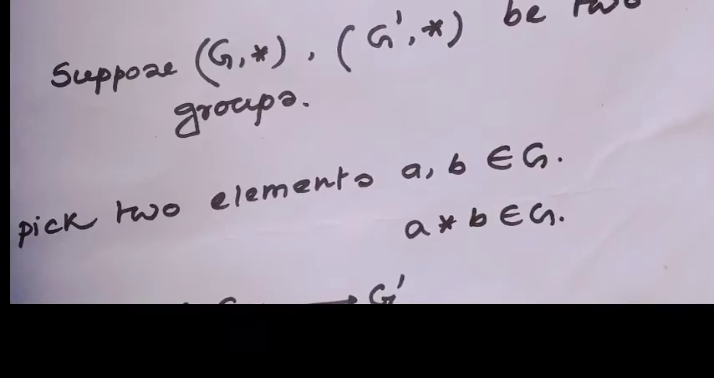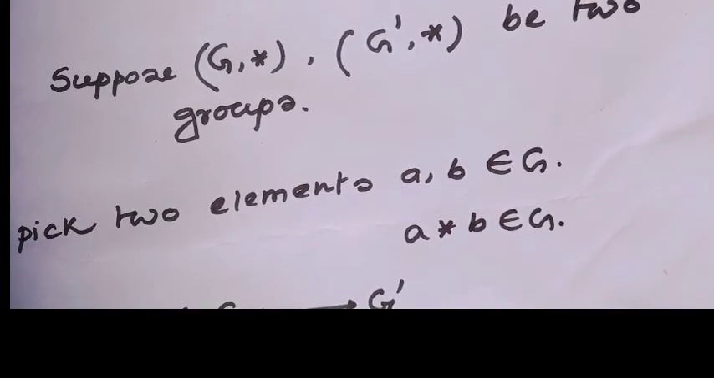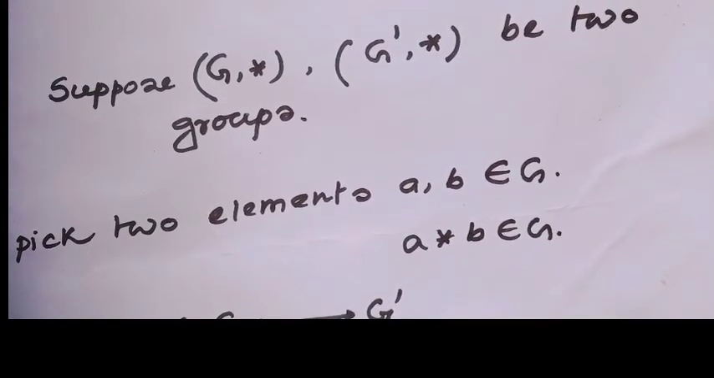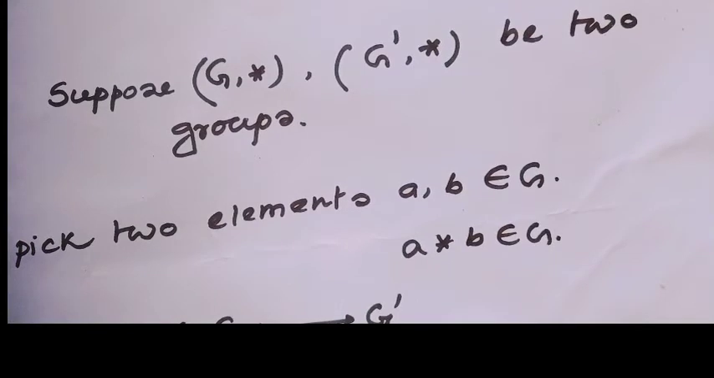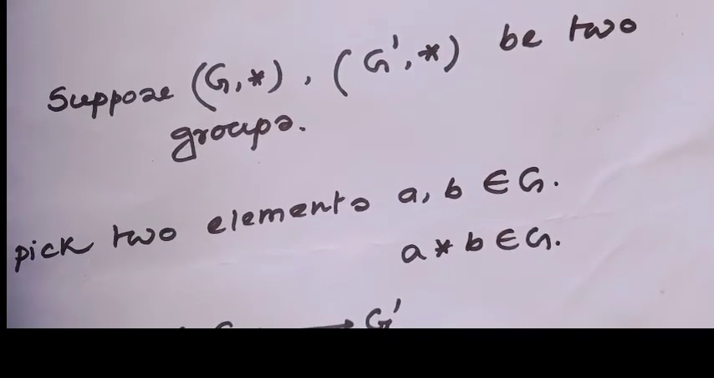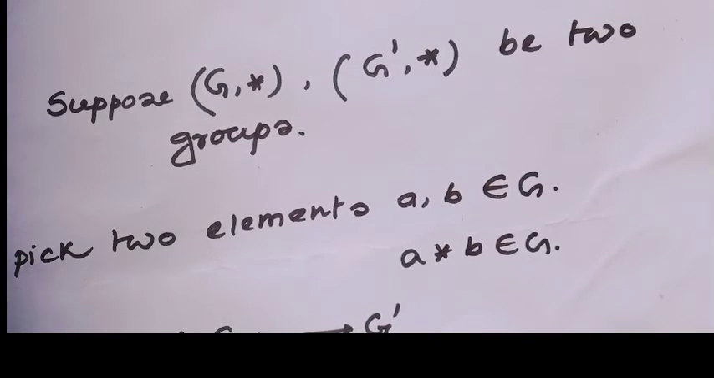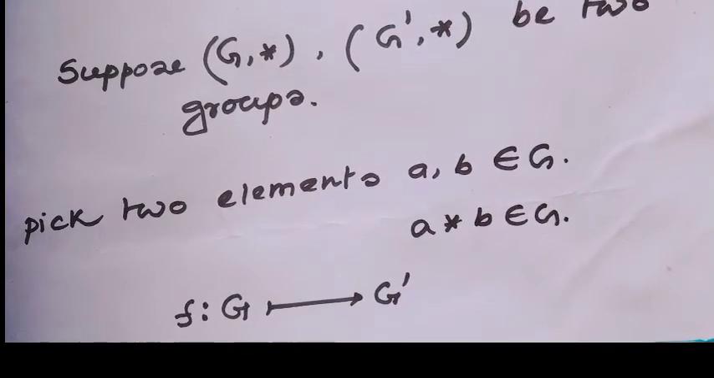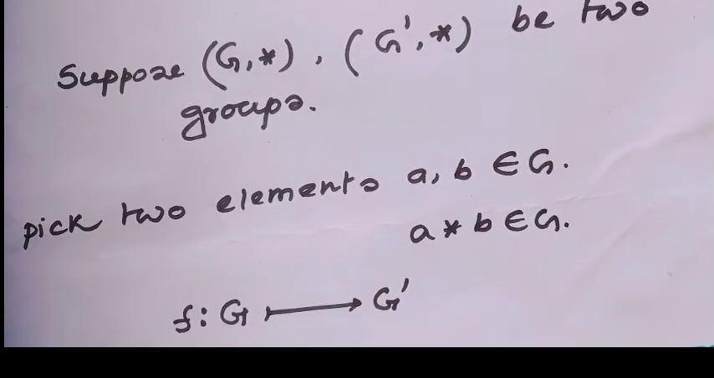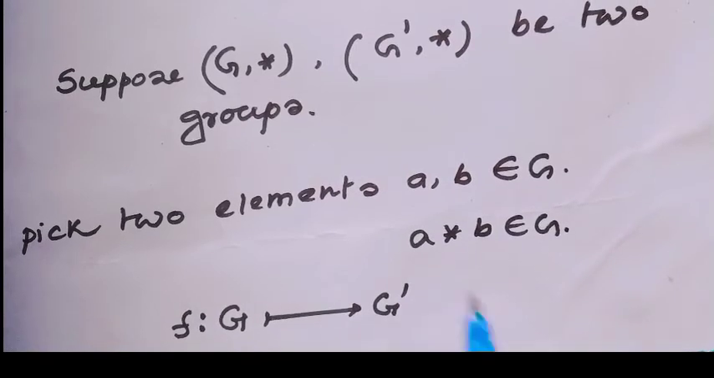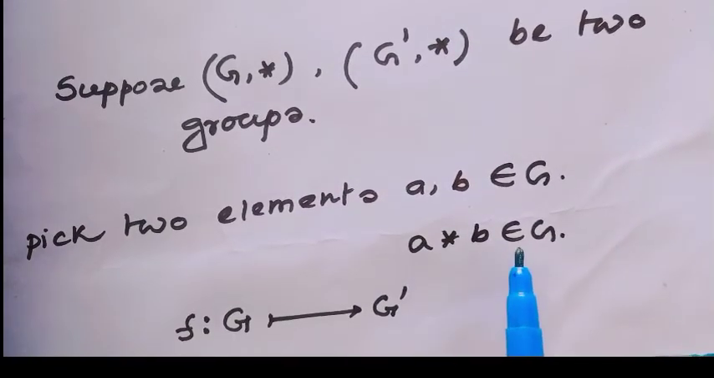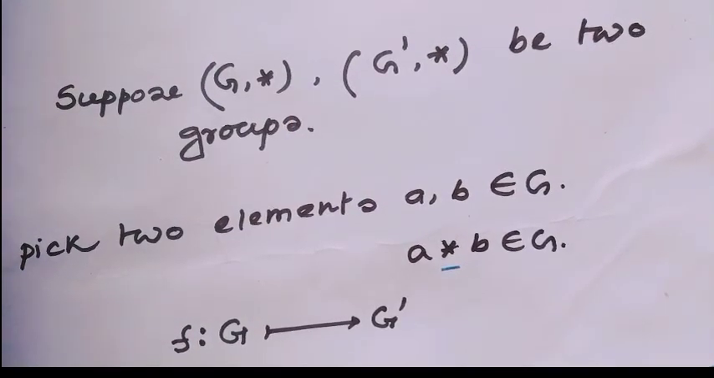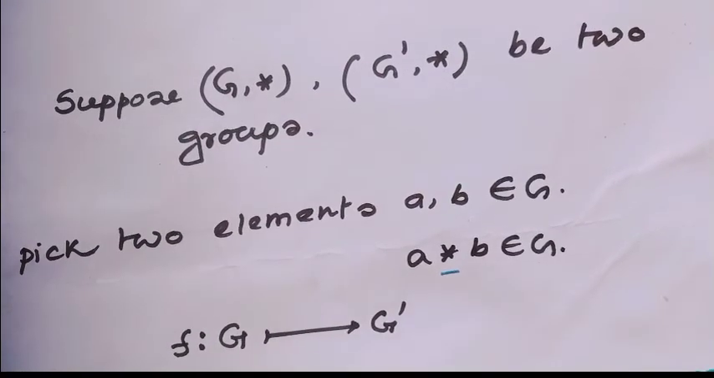What is homomorphism mathematically? Suppose G and G dash be two groups. They can be any kind of group: finite, infinite, abelian, non-abelian, etc. Okay? Now, pick two elements a, b in G. If you combine these elements, you will get a third element, a composition b. Here the composition is the operation of the group G.